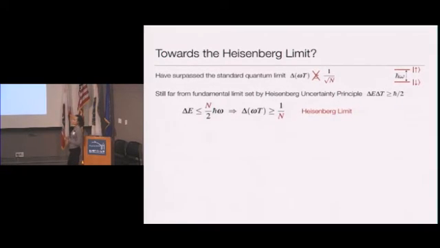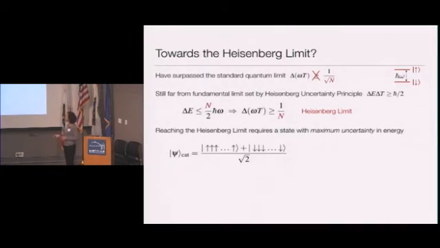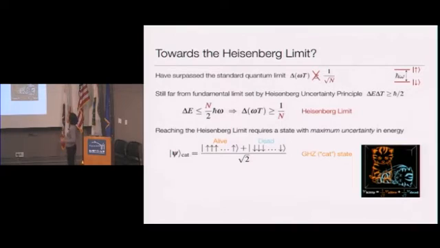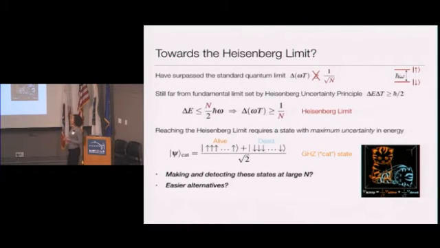And reaching it requires, to have a very small uncertainty in time, we need a very large uncertainty in energy. Okay, so what's a state with a large uncertainty in energy? If I'm thinking about spins, it's some kind of a macroscopic superposition of all spins in the high energy state or all spins in the low energy state. Okay, so this would be called a GHZ or a Schrodinger cat state. And it should be sort of intuitive that this type of macroscopic superposition state is hard to prepare, particularly at large atom number. And I'll also raise the point that this type of state is hard to detect. And so something we thought about is, are there actually easier alternatives to approaching that fundamental limit?